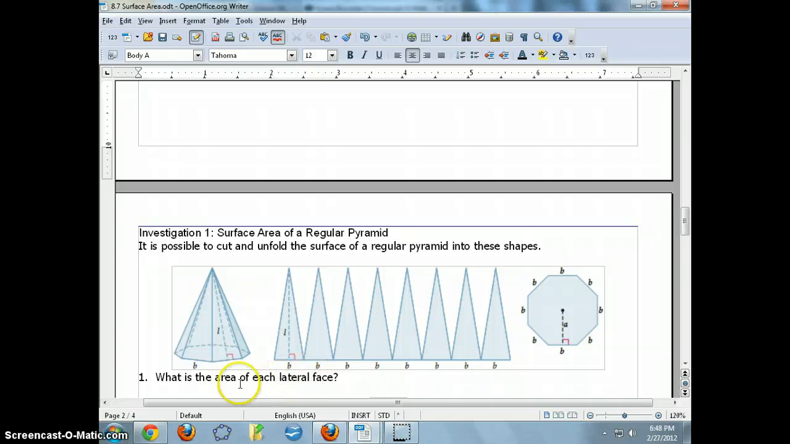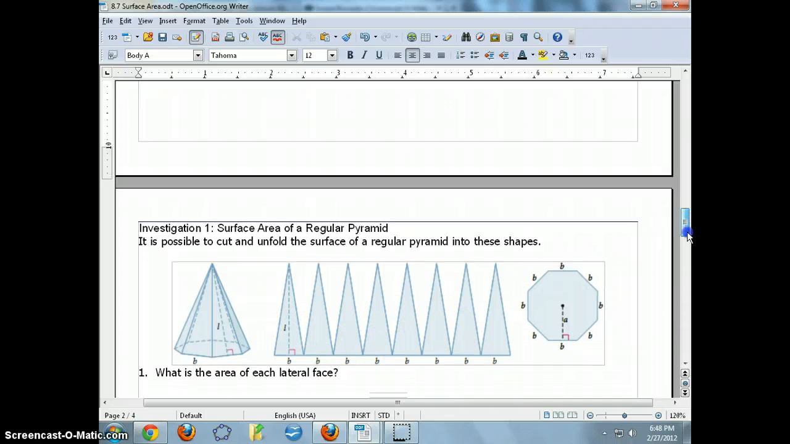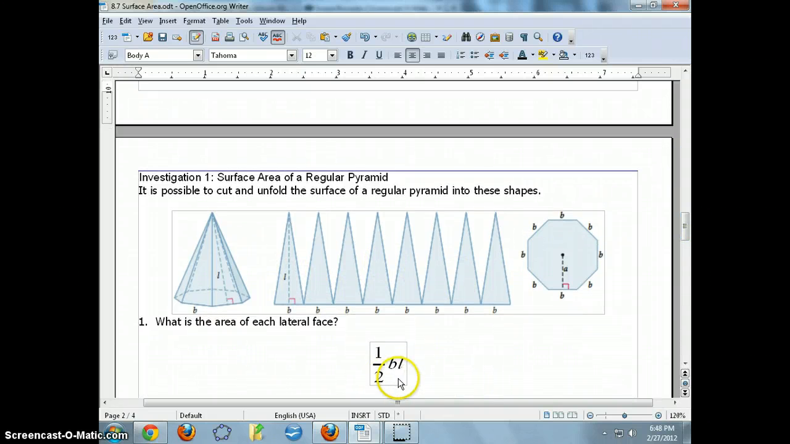Going through the steps, we have to first figure out the area of each lateral face. Again, the lateral faces are going to be your triangles. If we're looking at just one of them, the area of a triangle, as you should know by now, is 1/2 base times height. But again, we're using L as our height, so it's going to be 1/2 base times L.